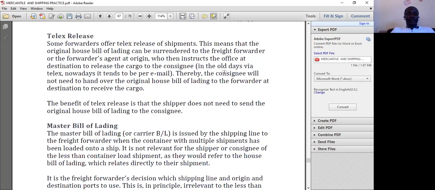Telex release: some forwarders offer telex release of shipment. This means that the original house BL can be surrendered to the freight forwarder or the forwarder's agent at the origin, who then instructs the office at destination to release the cargo to the consignee.